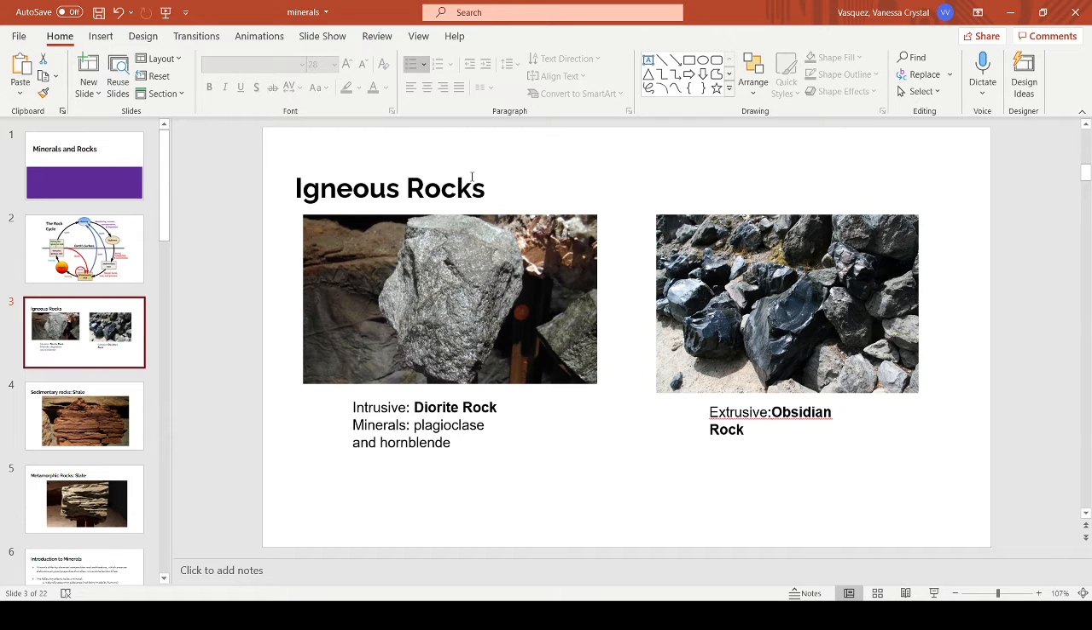So for igneous rocks, this is an intrusive igneous rock. This is diorite, and it's made up of two minerals, plagioclase and hornblende. And this was formed within a mountain belt. And this is an extrusive igneous rock. It's obsidian. As you can see, this rock was formed from the magma as it cooled and hardened on Earth's surface, and it has a different texture. It's shiny and black.